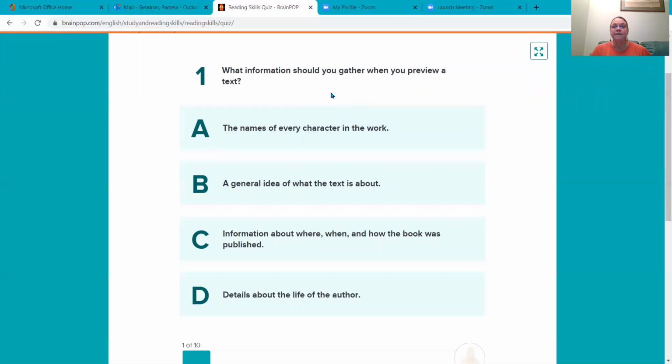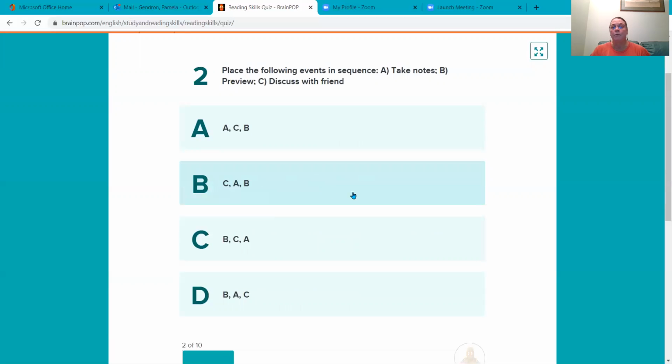So if you're just skimming, previewing the text, then you don't really know the names of every character. So that one's out. You don't really get into the life of the author. So that one's out. Information about where, when, and how the book was published? No, because you're just skimming the main text. So the answer B is correct. A general idea of what the text is about.